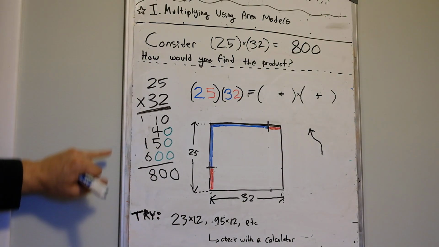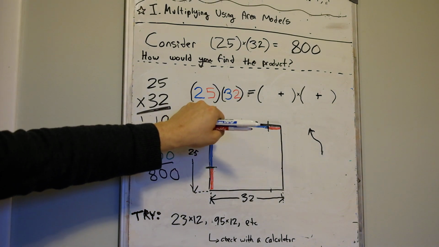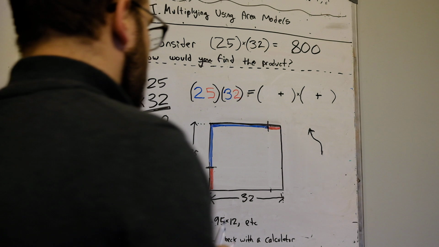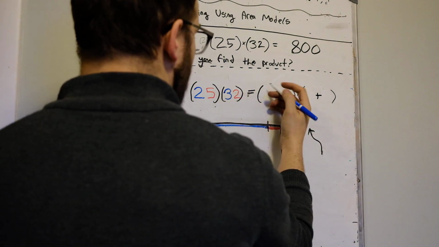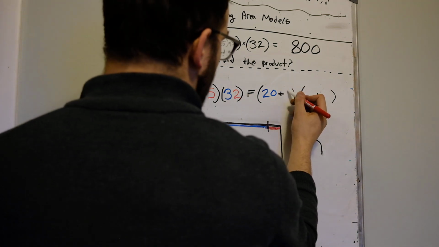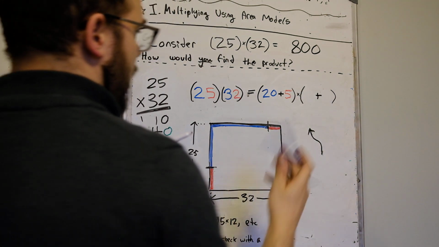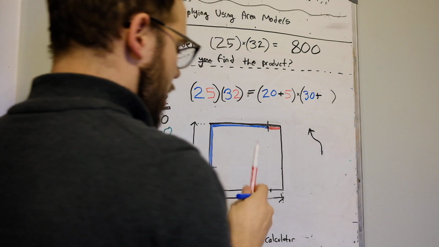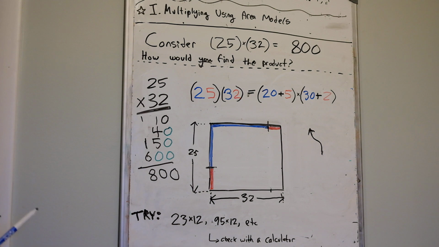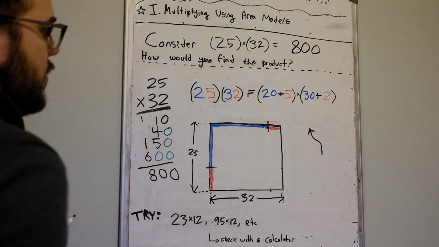But what we're going to talk about is a way to visualize why this works. It works by taking 25 times 32 and expanding those numbers. So when we think of 25, we think of 20 and 5, or 20 plus 5. And when we think of 32, we think of 30 and 2, or 30 plus 2. At first that doesn't help us, but if we think about this problem visually, then this becomes a very useful tool.